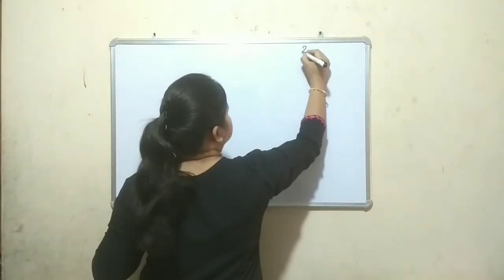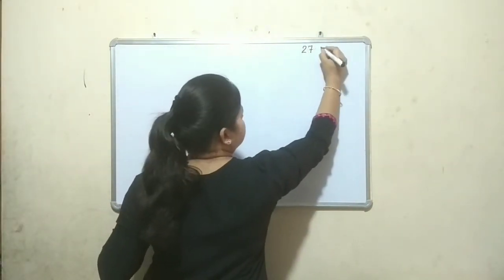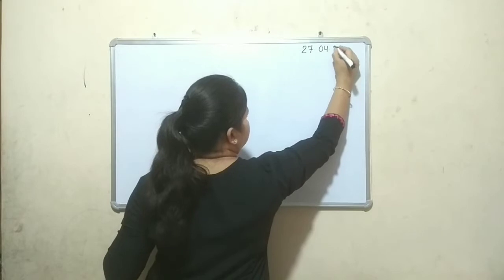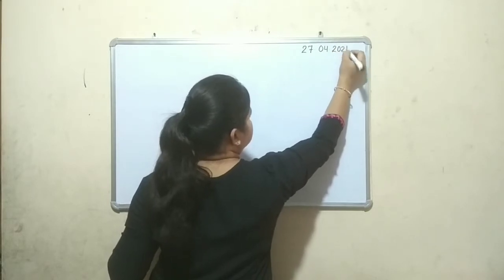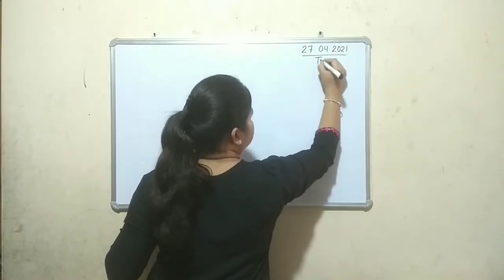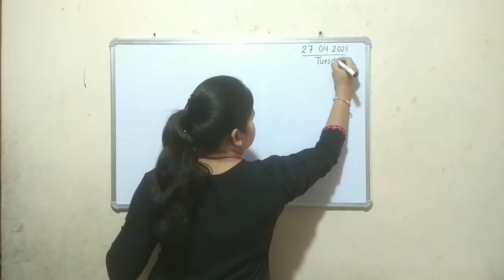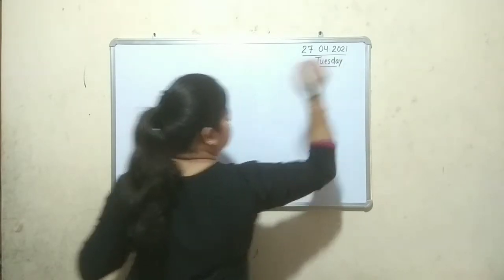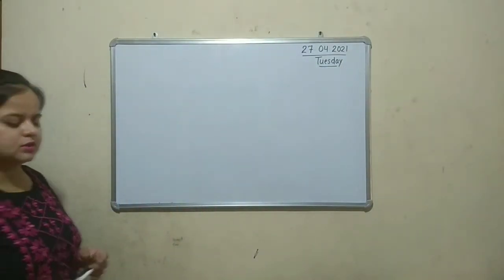Today's date is 27 4 2021 and day is Tuesday. Write the date and the day in your notebooks.